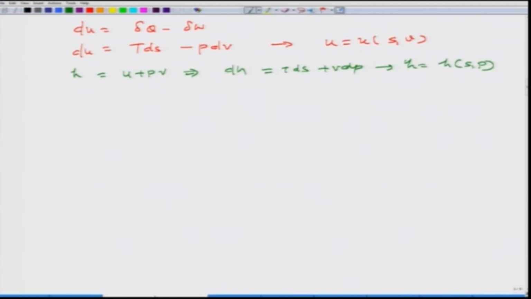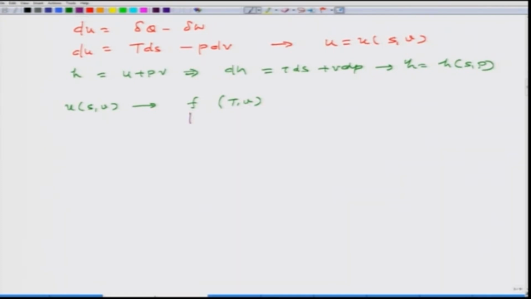Okay. Now, what we are interested in is, if you are doing an experiment and you would like to evaluate your changes in internal energy, it will be difficult to directly control the entropy, and thus it is relevant to change this variable to something which is measurable in an experiment, such as temperature, volume and pressure. And this is the reason we would like to change this u to some function which we can measure.